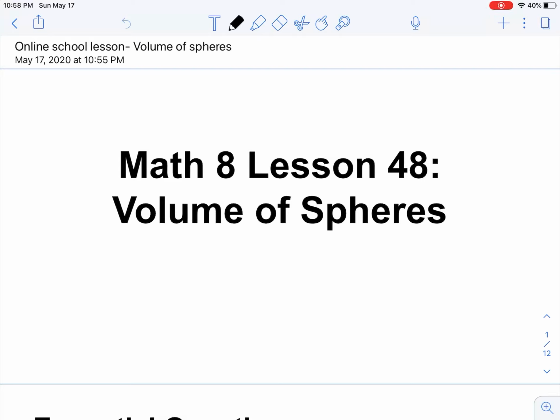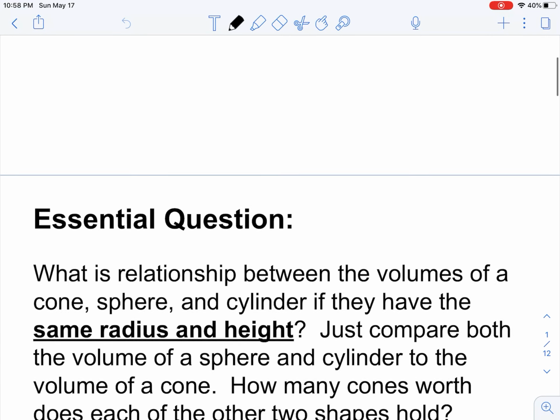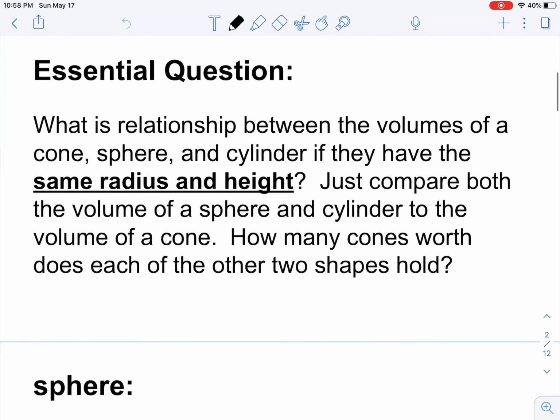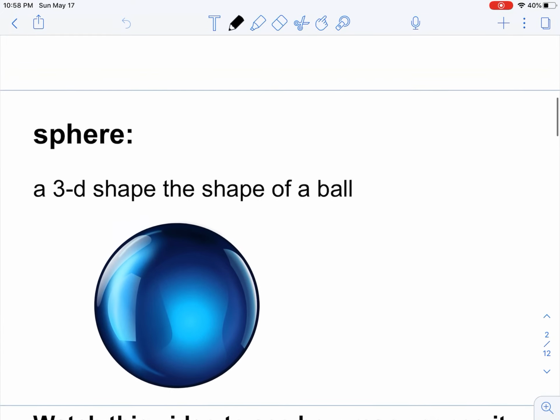Math 7A. Today we are learning about volume of spheres. It's our last major lesson. So we're going to try to find the relationship between the volume of a cone, a sphere, and a cylinder if they have the same radius and height. So just compare the volume of a sphere and cylinder to the volume of a cone. In other words, how many cones worth does each of the other two shapes hold?